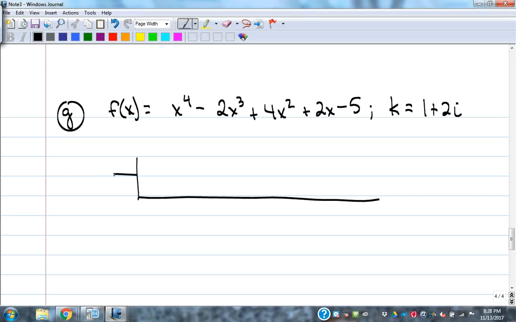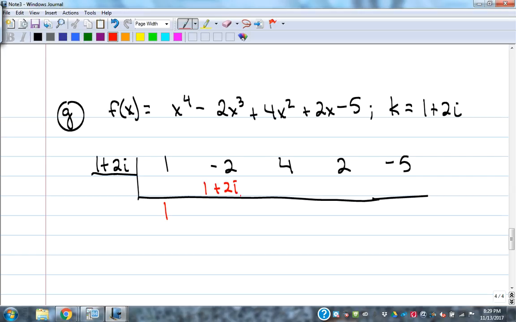So I'll show you how easy this is. This is actually not that bad. It looks like it's just murderous, but it's not. Set up the same way. Only thing different that I might do is give yourself a little bit more room because you've got complex numbers. They just take up more room. So I just stretch it out a little bit further. Same format. Drop the 1, multiply. But you're multiplying 1 times 1 plus 1 times 2i.